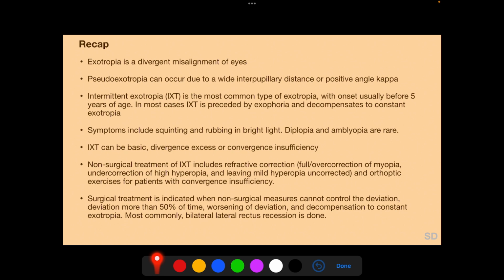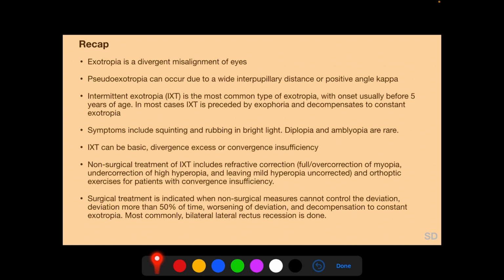To recap the salient points, exotropia is a divergent misalignment of the eyes. Pseudoexotropia can occur due to a wide interpupillary distance or positive angle kappa. Intermittent exotropia is the most common type of exotropia, with onset usually before 5 years of age. In most cases, exotropia is preceded by a period of exophoria, and the intermittent exotropia ultimately decompensates into a constant exotropia. Symptoms include squinting and rubbing the eyes in bright light. Diplopia and amblyopia occur rarely.